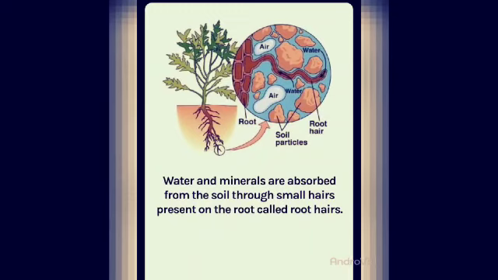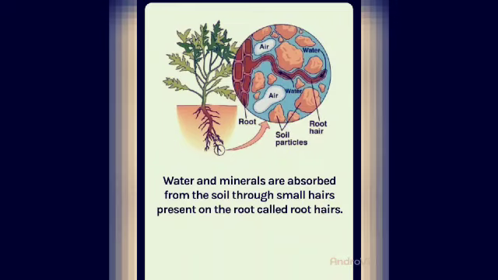Let us see, water and minerals are absorbed from the soil through small hairs present on the root, which are called root hairs. As you have already seen in the absorption of water, respiratory structures are found all over the surfaces of the plant, on the leaf, on the stem, on the root. So here you can see water and minerals are absorbed from the soil through small hairs.